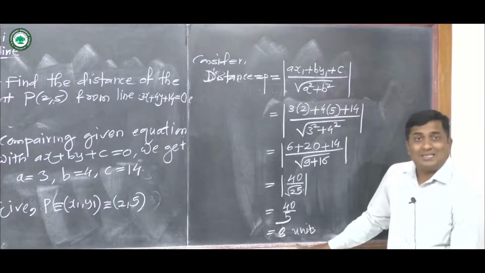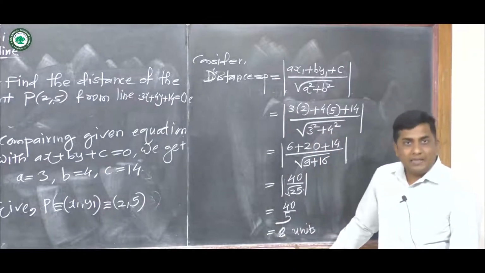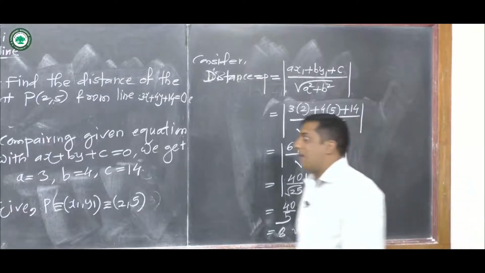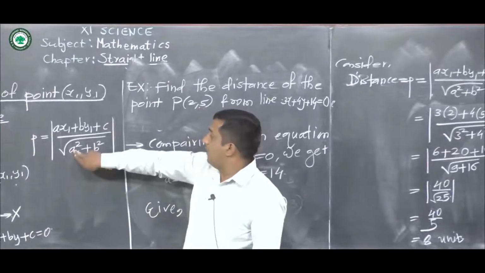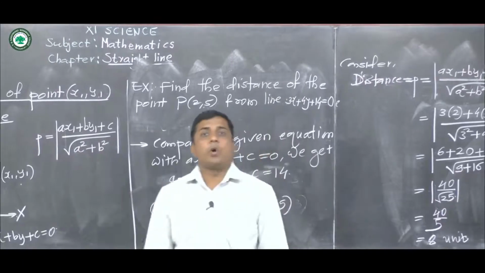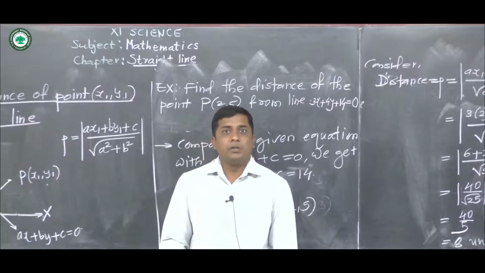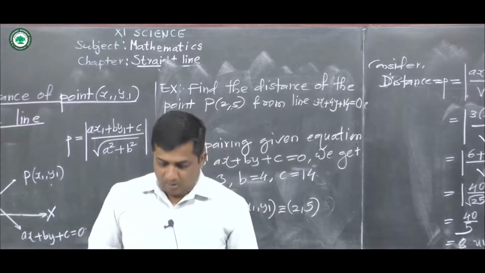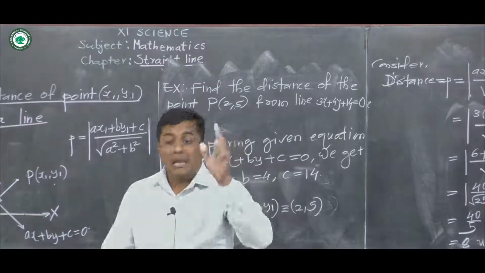So this is the distance of the given point from the given line. Again, a very simple example. Directly by using the formula, inside the mod, ax1 plus by1 plus c upon square root of a square plus b square, we find the distance. Now we go with our next part. In that we find the distance between parallel lines.